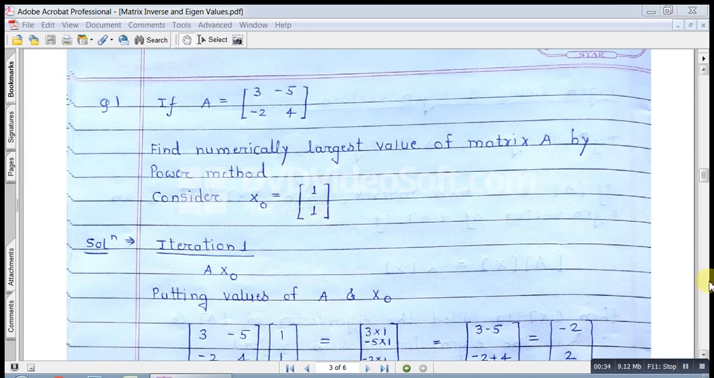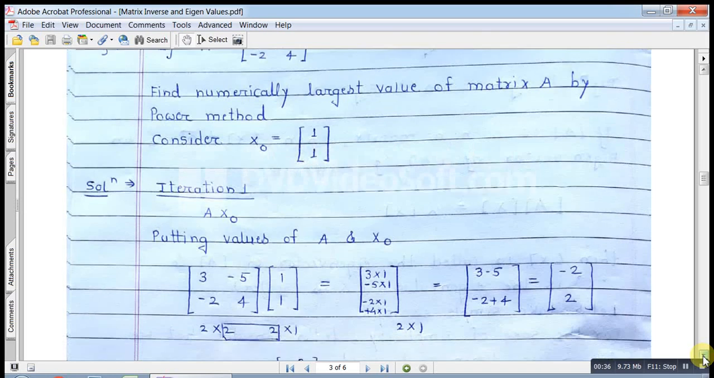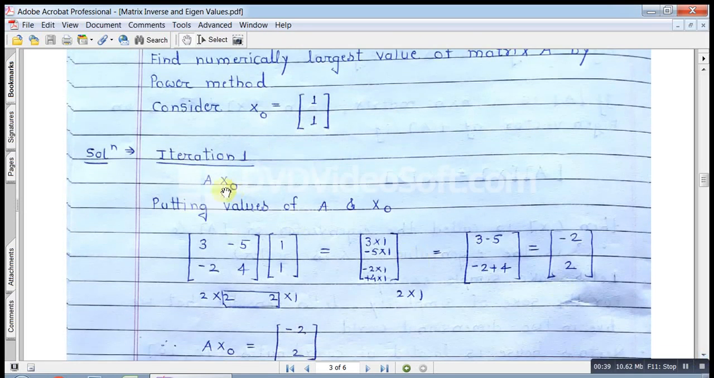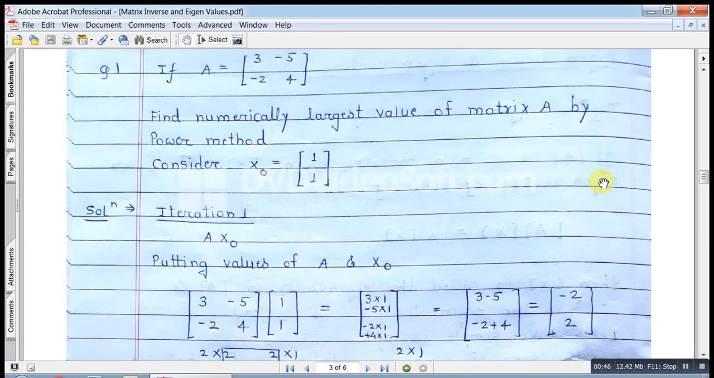So let's start. The solution for iteration 1 will be A x0. Putting the value of A and x0. What is A? A they have given as 3, -5, -2, 4 and x0 they have given as 1, 1. So 3 into 1 minus 5 into 1, minus 2 into 1 plus 4 into 1. You will get -2 and -2.